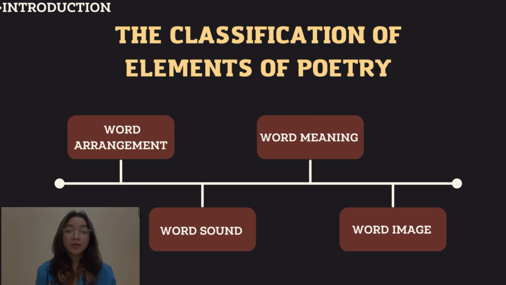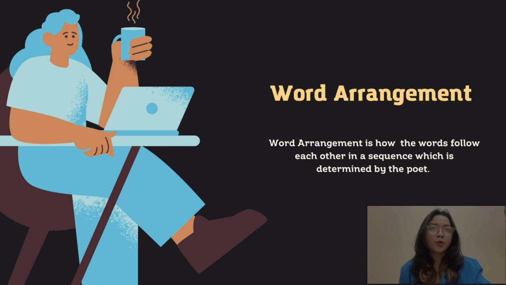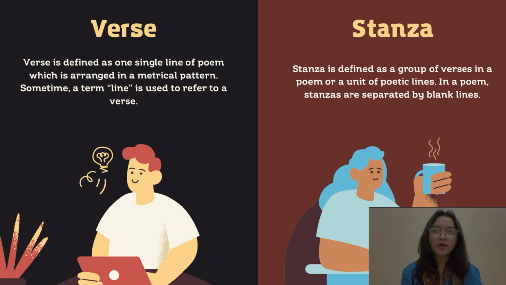But in this presentation, I will only be focusing on word arrangement. Word arrangement is how the words follow each other in a sequence, which is determined by the poet. As I've said before, word arrangement consists of verse and stanza. So what is verse? Verse is defined as one single line of a poem which is arranged in a metrical pattern. Sometimes the term line is used to refer to a verse. While a stanza is defined as a group of verses in a poem or a unit of poetic lines. In a poem, stanzas are separated by blank lines.